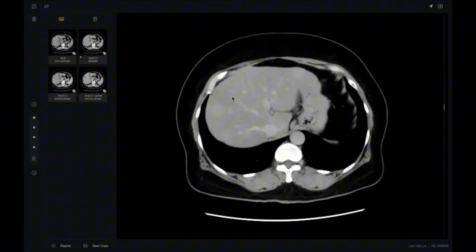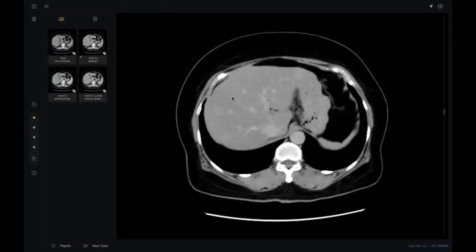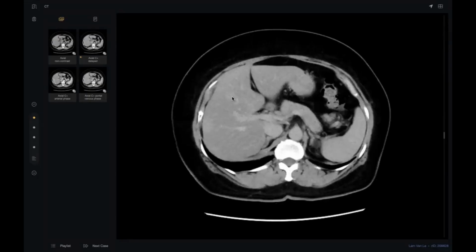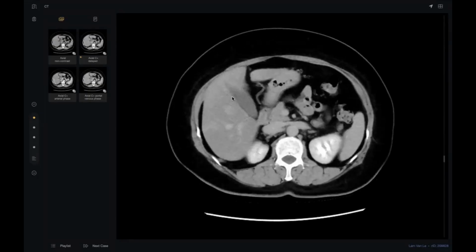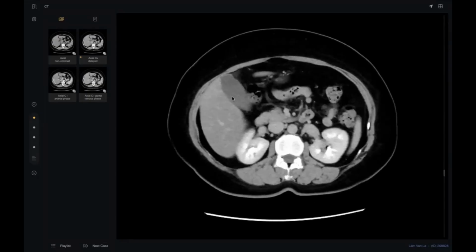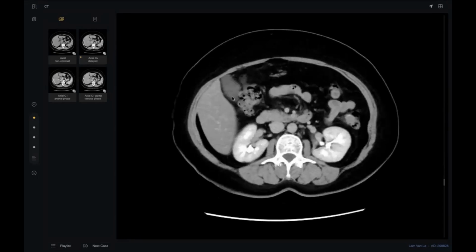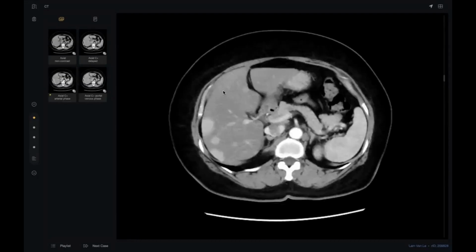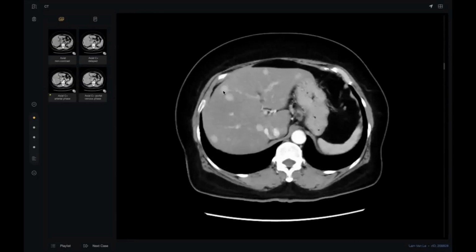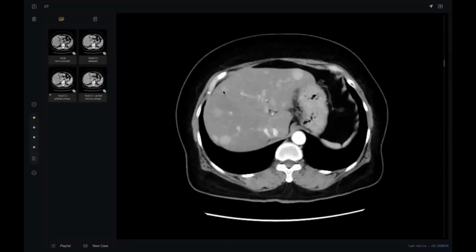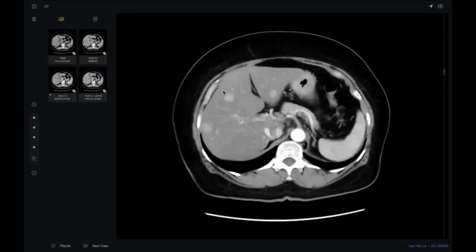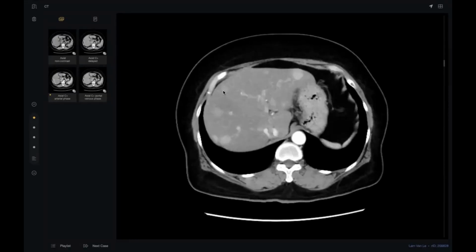Then I will start commenting. In these post-contrast enhanced images, I can appreciate faintly hyperdense lesions in the periphery of the liver. Hypodense areas are also seen in the liver parenchyma in the periphery. These are arterial phase images, and I can appreciate that multiple arterially enhancing lesions are seen.